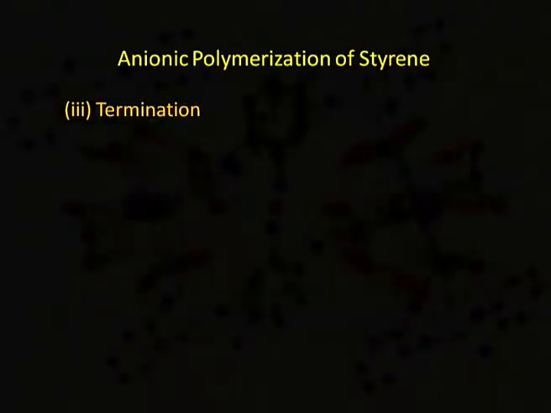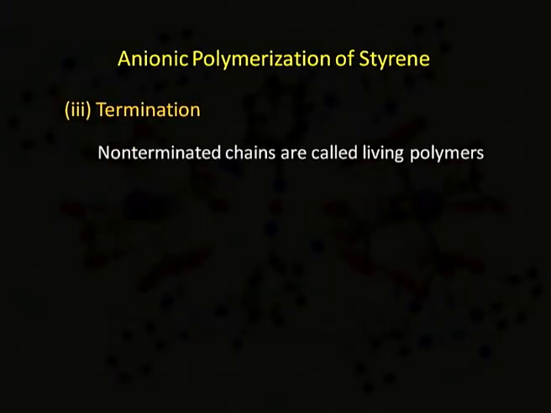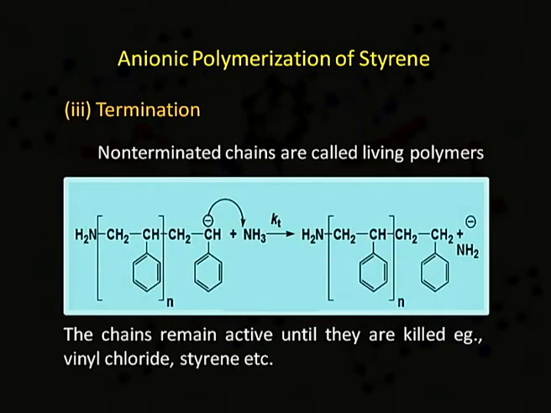Now, the third step, that is termination. Non-terminated chains are called living polymers. It can be understood by this diagram. Here we are seeing the styrene unit, or we may say the monomer unit. When combined with NH3, this anion moves towards this NH3, and we have this structure along with this NH2 ion. The chains remain active until they are killed, that is vinyl chloride, styrene, etc.